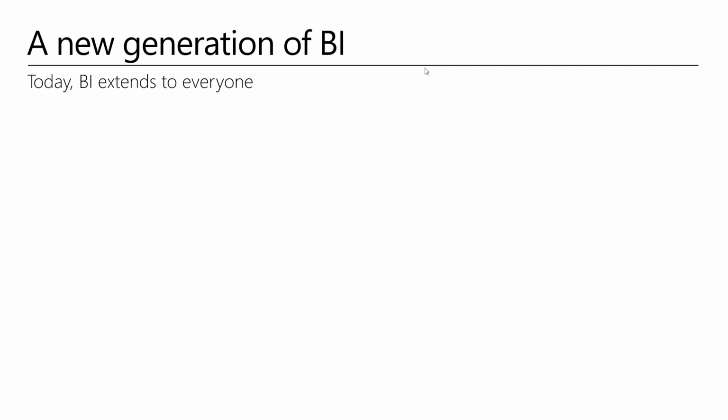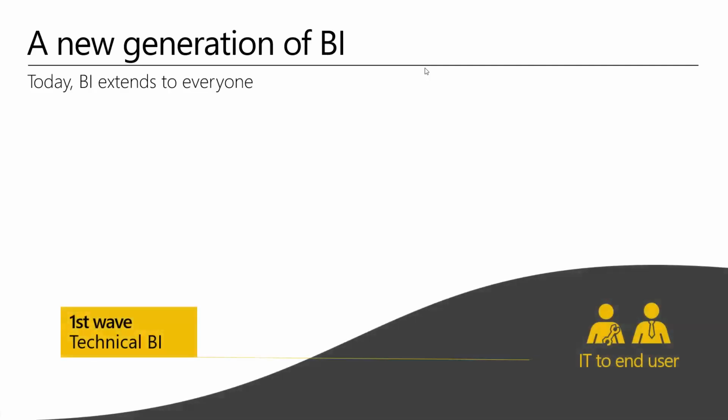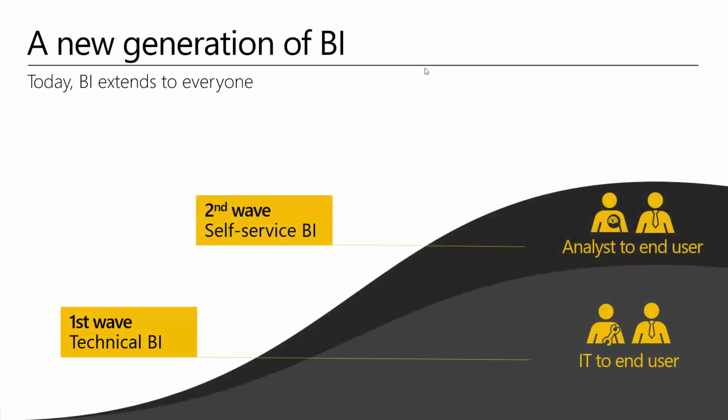Okay, so let's look into the same. This was the first wave of technical BI. First it used to be from a technical person, it had to go through the IT department and then to the end user, right? The IT department had to be there in between, and we needed to use complex queries or visualization technologies to do that. That's called the first wave of BI, technical BI. And we have the second wave, that's called self-service BI.